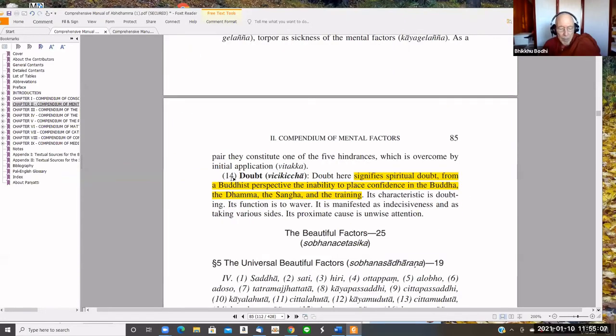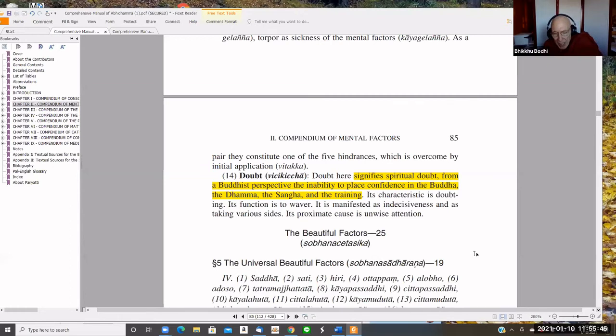And then the 14th, the last unwholesome mental factor is doubt. And this is not the doubt where you have questions about the Dhamma and then you want to ask these questions to investigate, to clear up the doubt. But this is a kind of skeptical doubt which prevents you from putting trust in the Buddha, the Dhamma, the Sangha, and the training. That inability to entrust oneself to the teacher and the teaching.